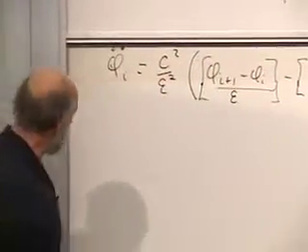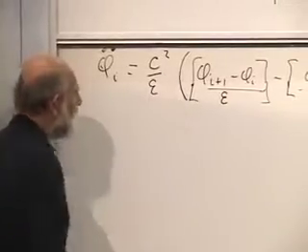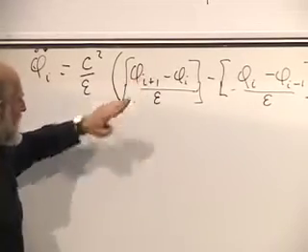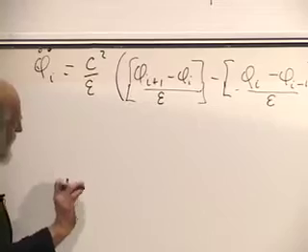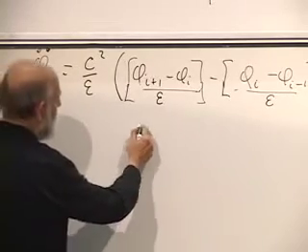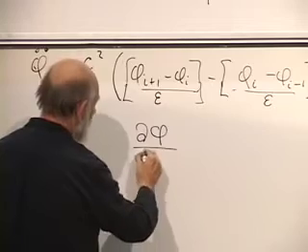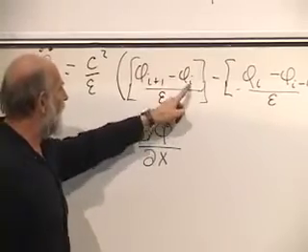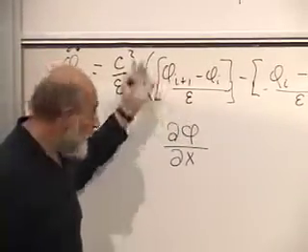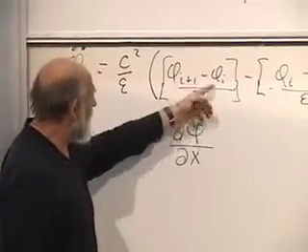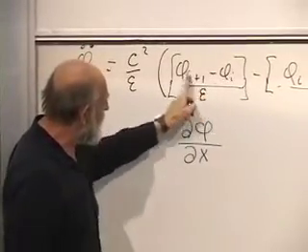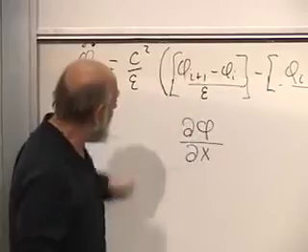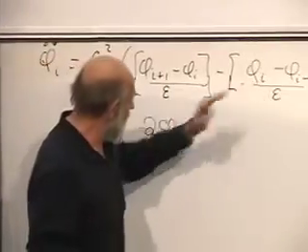I've used up one of the epsilons here by bringing it inside the bracket. What is this going to be? This, in the limit in which epsilon goes to 0, is going to be the derivative of phi with respect to x, but evaluated at a point midway between I and I plus 1. We can think of it that way. It's sort of symmetric between I and I plus 1. You can think of it as the derivative of phi with respect to x, evaluated halfway between I and I plus 1. What about this one here?